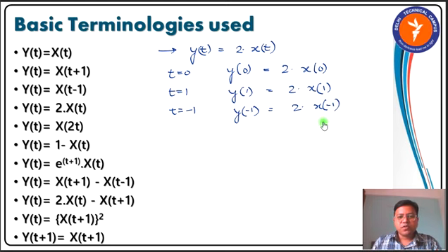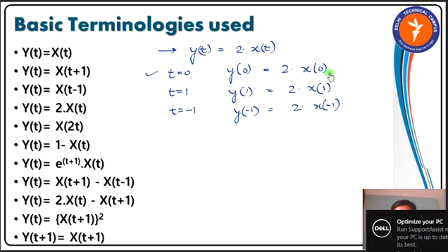What are these three equations saying? This is saying that output at t equal to 0 is dependent on input at t equal to 0. This equation is saying that output at t equal to 1 is dependent on input at t equal to 1, and this equation says that output at t equal to minus 1 is dependent on input at t equal to minus 1. That means if we have considered the reference instant to be t equal to 1, then the present output is depending upon present input.